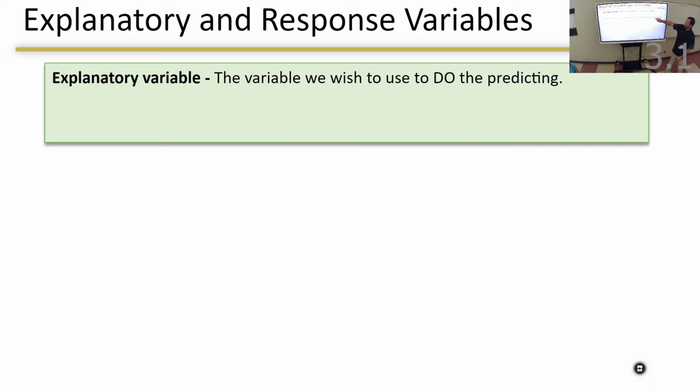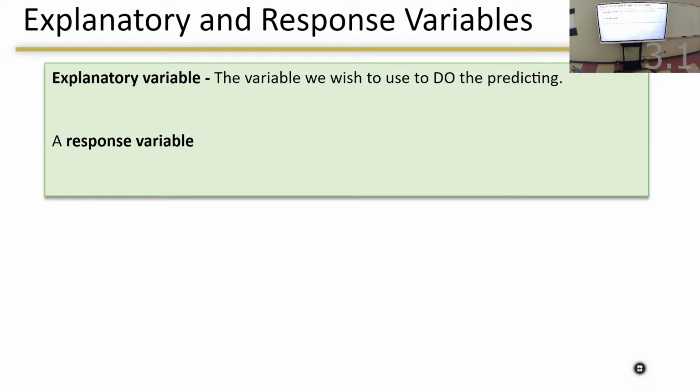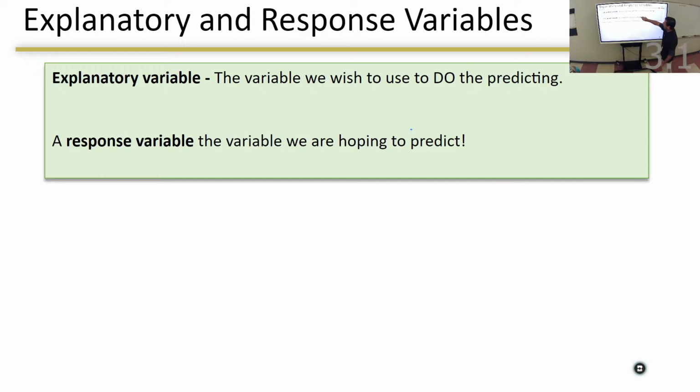Let's talk about the explanatory. This is the one we're trying to use to do the predicting. It's the one that kind of stands by itself. And then the response is the one we're hoping to predict. Prediction is one of those words that we want to use a lot in this chapter. Predicting. We're predicting. Explanatory and response.